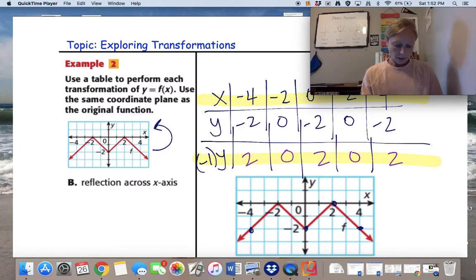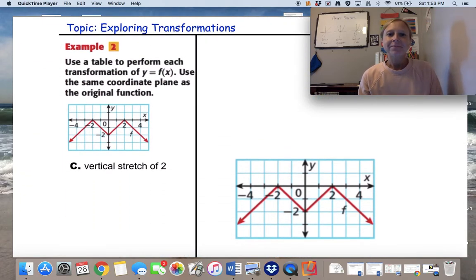And I'll find a new color to plot my points in. I'll use that pink again. So this time over -4, up 2, over -2, up 0, over 0, up 2, over 2, up 0, over 4, up 2. Connect these. And do you see a mirror reflection between the original and your new one? I do too. We did it right. Good job, us.